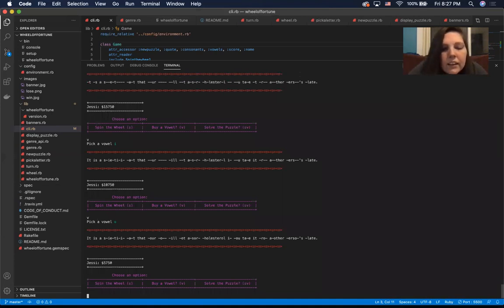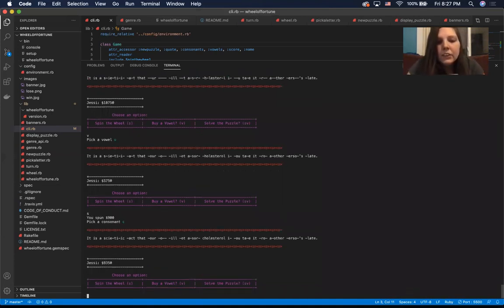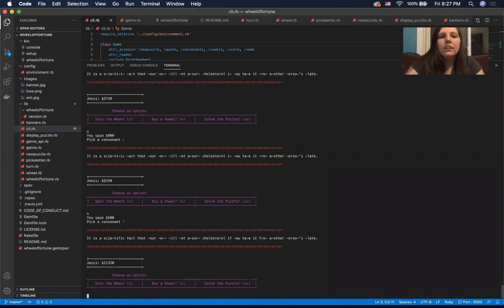It is a, I can see cholesterol, scientific. "It is a scientific fact that your body will not absorb cholesterol if you take it from another person's plate." That is funny.